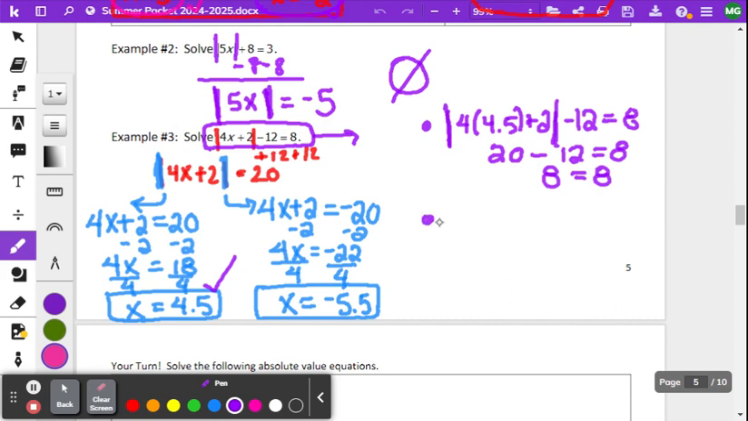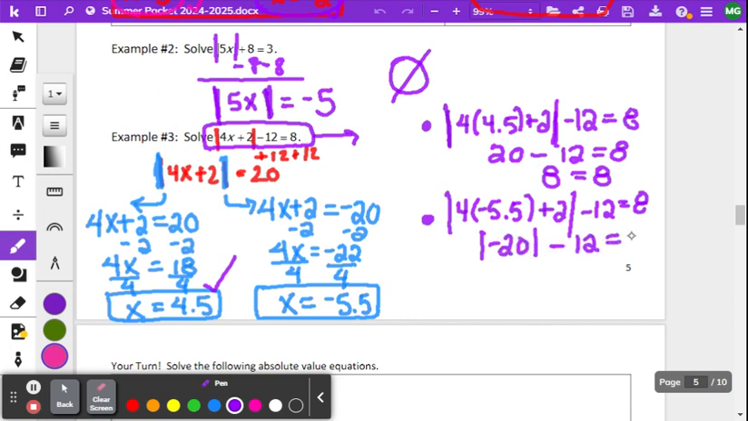Now we'll go ahead and test our negative 5.5. So we have the absolute value of 4 times negative 5.5 plus 2, close the absolute value, minus 12 equals 8. So 4 times negative 5.5 is negative 22, plus 2 gives us the absolute value of negative 20, minus 12 equals 8. And remember, the absolute value of negative 20 is 20. So once again, we get 20 minus 12 equals 8. And yes, that's going to work out for us, 8 equals 8.